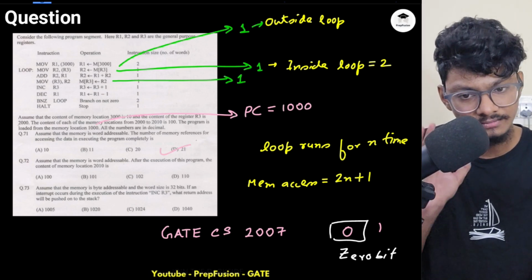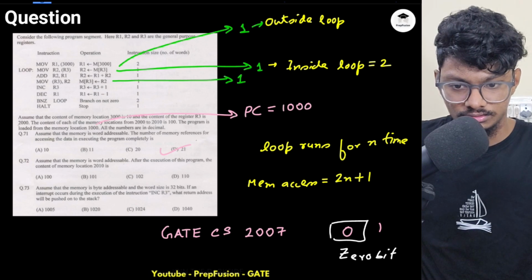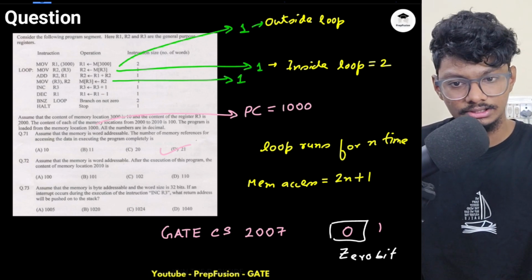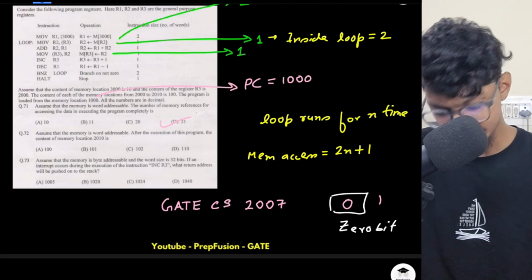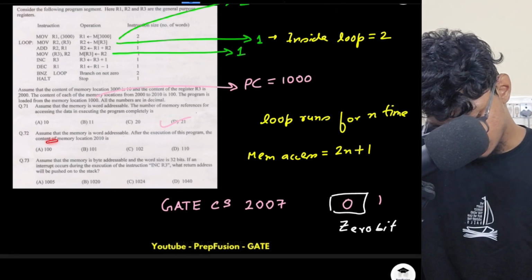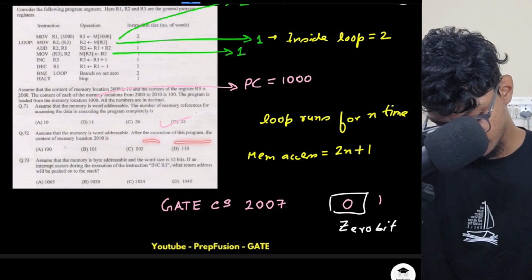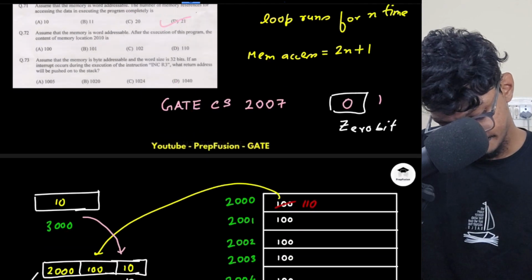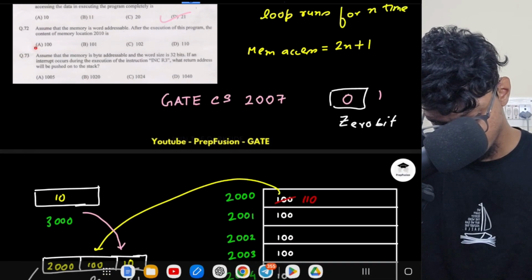So this was just the first question. Okay, so what about the next question? The next question is a bit interesting. They are asking, assume that the memory is word addressable. After execution of this program, the content of the memory location 2010 is. So what will be the content of the memory location 2010 after the execution of the whole program?